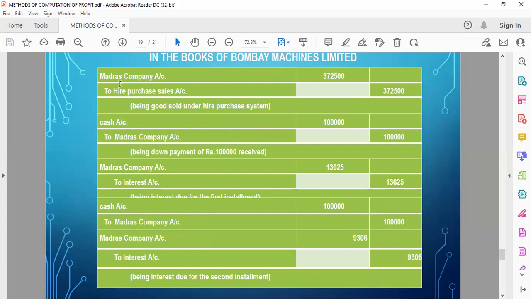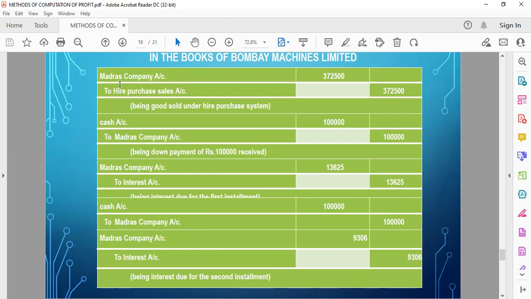Then down payment. For the down payment, we should write one more journal entry. Cash account debtor to Madras Company account. Cash account debtor 1 lakh rupee to Madras Company account 1 lakh rupee. Being down payment of rupees 1 lakh received, right?